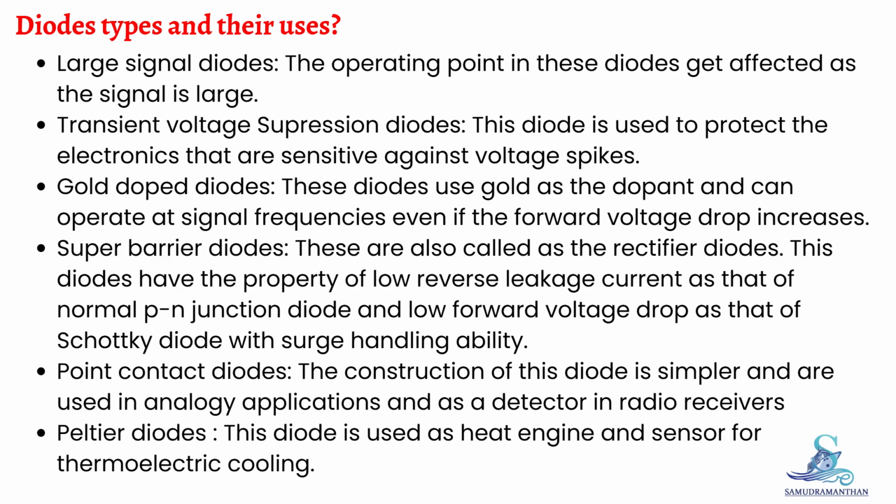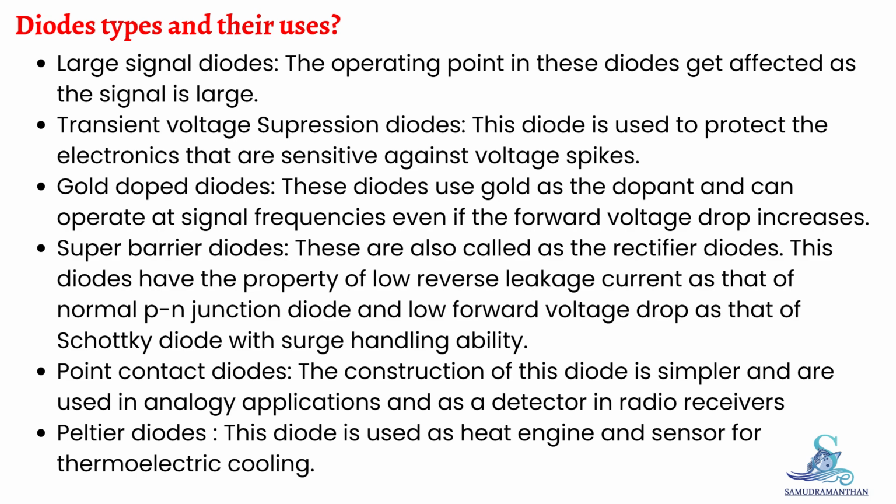Gold-doped diodes. These diodes use gold as the dopant and can operate at signal frequencies even if the forward voltage drop increases. Super barrier diodes. These are also called rectifier diodes. These diodes have the property of low reverse leakage current as that of a normal p-n junction diode and low forward voltage drop as that of a Schottky diode, with surge handling ability.